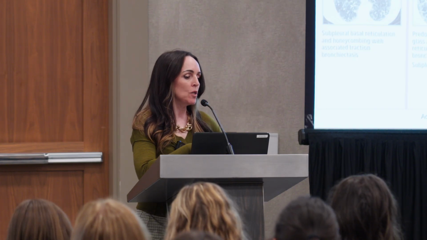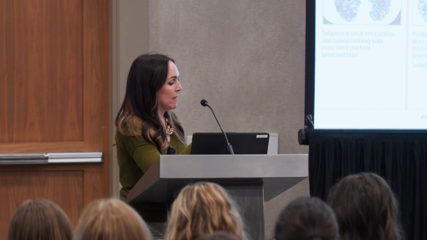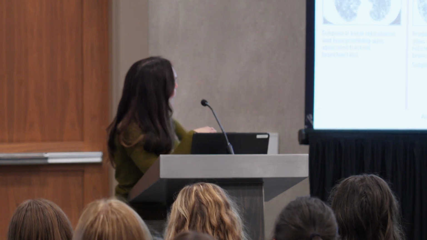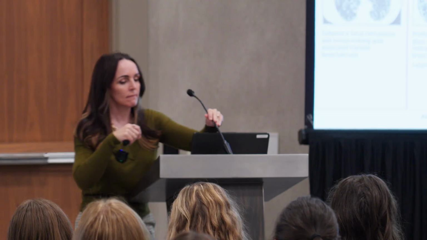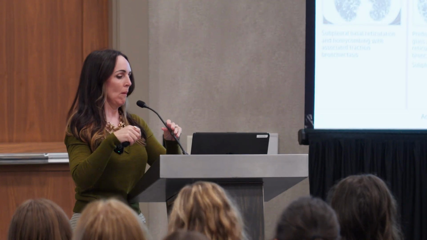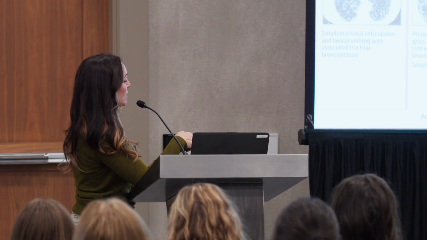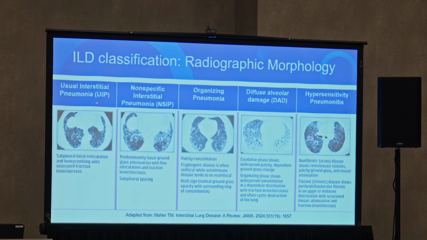For UIP, generally what they're talking about is oftentimes basilar predominant. So just in case you don't look at your CT imaging, we tend to see basilar predominant. So this is the chest here, this is the spine here, this is right lung, this is left lung, this is the beginning of the diaphragm, so we're at the very bottom of the lung.